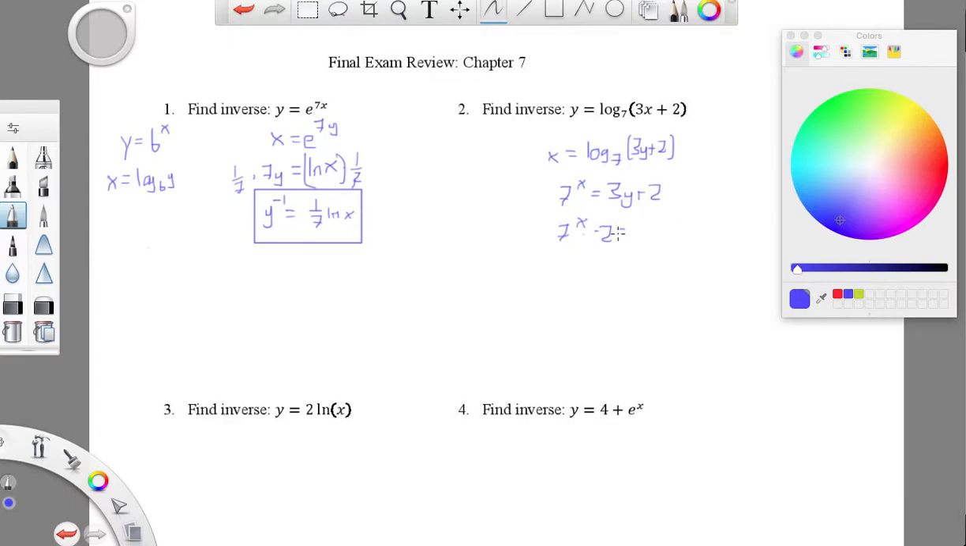7 to the x minus 2 is equal to 3y. And then I'm going to divide everything by 3. Keep in mind, I divide everything. So I can write this as 7 to the x minus 2 over 3 is equal to the inverse of y.